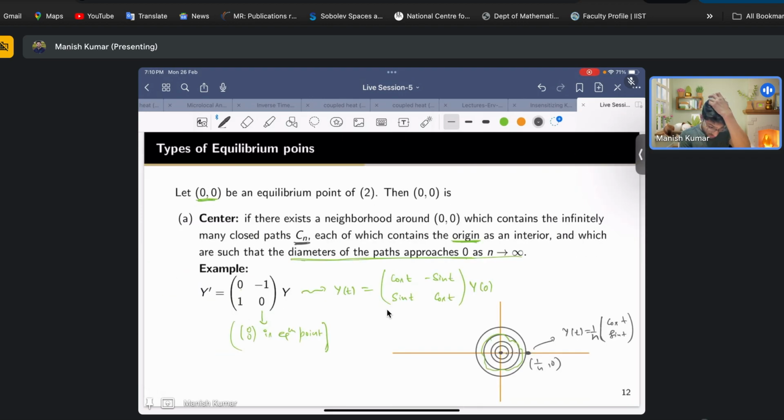We'll see some characterization also on the basis of eigenvalues. You can clearly see this solution, how we write the solution. In previous sessions we saw how to write the solution, and that solution was written using the eigenvalues. So at last I'll say something about how eigenvalues and this equilibrium point are related. We'll see that later on.